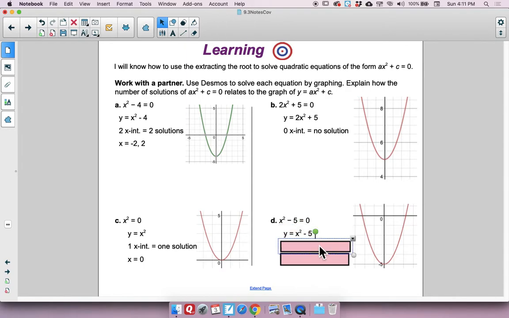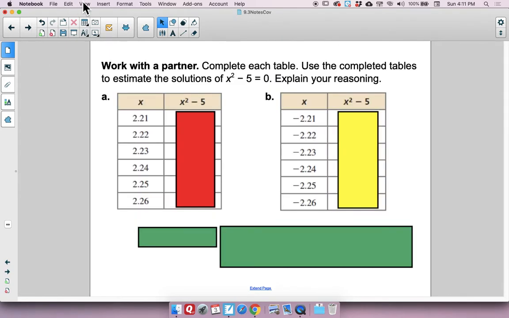So when we graphed it, we got 2 x-intercepts, and those are at the square root of 5 and the negative square root of 5. So plus or minus square root of 5, which is about plus or minus 2.2. Okay. All right, so I want you to complete each table. Use the completed tables to estimate the solution of x squared minus 5 equals 0. Okay. And if you think about this, you hopefully can visualize what this graph would look like and where the vertex would be, and see that there are going to be 2 solutions.